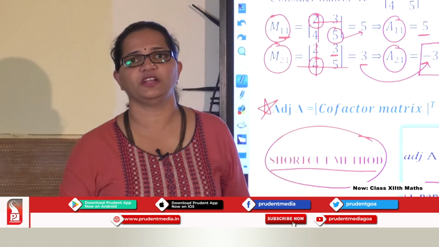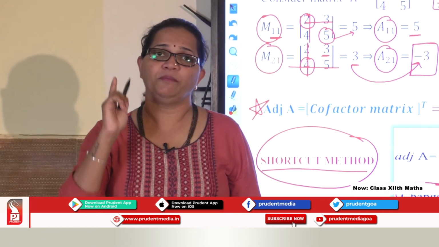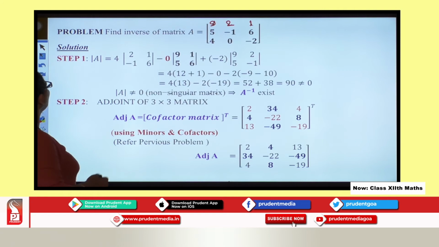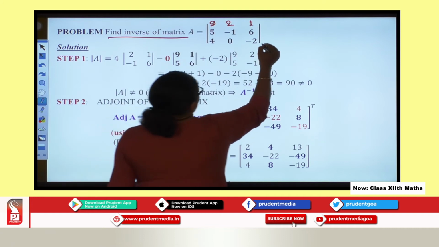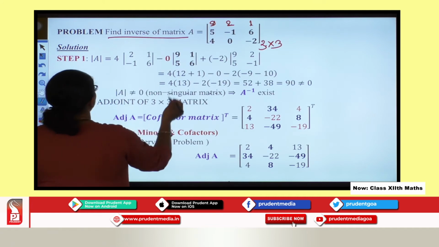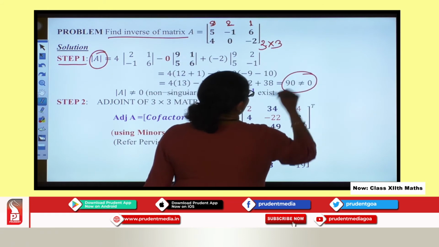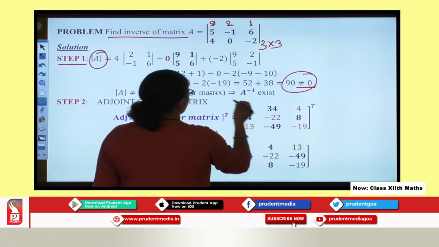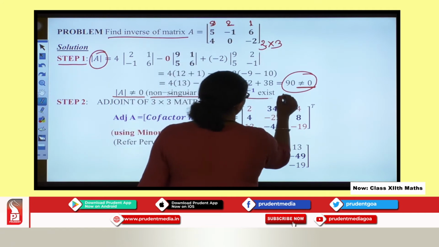So let's proceed further with the problems of finding A inverse of a matrix of 3 by 3 order. Let us look at the problem over here. The problem is to find the inverse of this matrix, which is a 3 by 3 matrix. The first step says you need to find the determinant. We found the determinant is not equal to 0. That means it is a non-singular matrix, and that means A inverse exists.